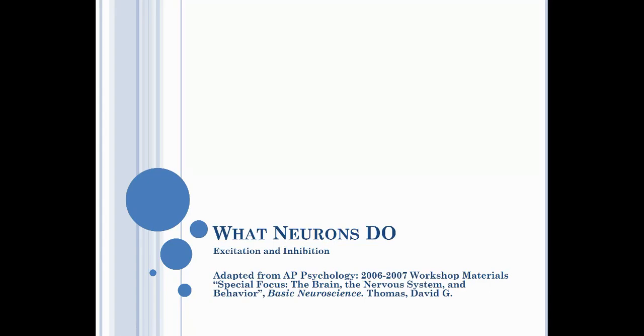Moving on to the excitation and inhibition process. In this presentation, I will discuss what happens in the dendrites and soma of the neuron that leads to the firing of that neuron.